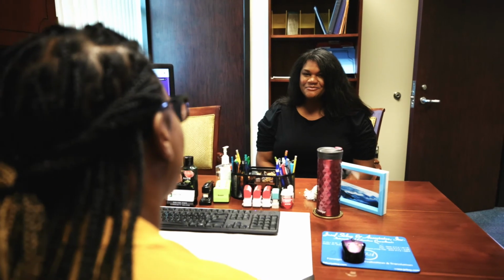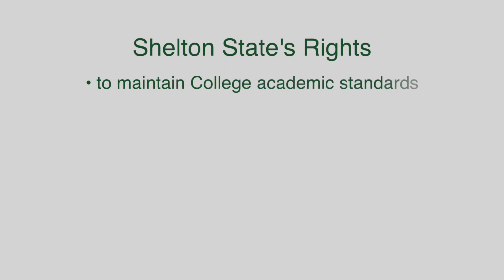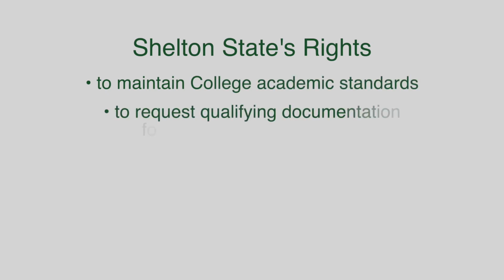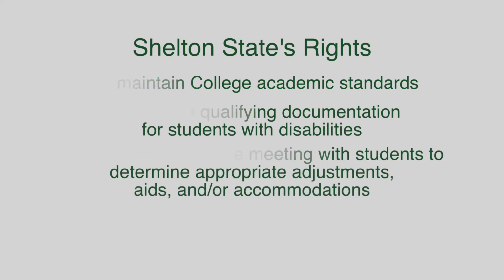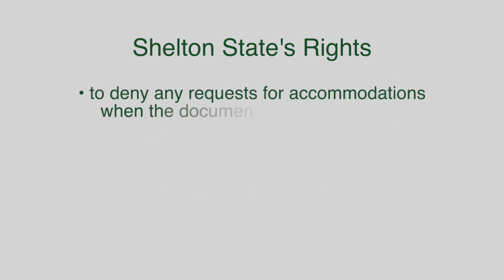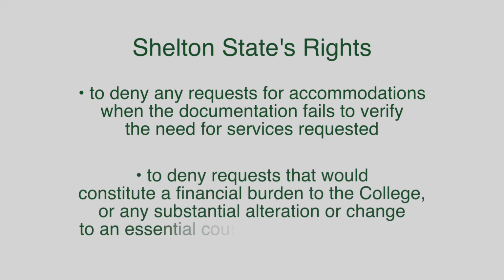It is important to remember that Shelton State Community College is committed to your education through its own rights. The college has the right to maintain academic standards, to request qualifying documents for students with disabilities, to have an interactive meeting with students to determine appropriate adjustments, aids, or accommodations, to deny requests for accommodations when documentation fails to verify the need for services requested, and deny requests that would constitute a financial burden to the college or any substantial alteration or change to an essential course or program standard.